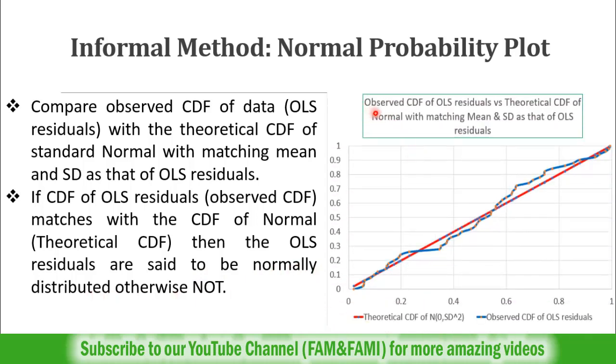Figure shows observed CDF of OLS residuals versus theoretical CDF of normal with matching mean and standard deviation as that of OLS residuals. So this red line gives us theoretical CDF of normal with mean 0 because the residual series has mean 0, and the second component is the variance, which is square of standard deviation. And this blue line gives the observed CDF of OLS residuals. From this figure we can see that there is a good match between the two, although there is some discrepancy in the center, but overall a good match. So from this normal probability plot we can conclude that the residual series is normally distributed.